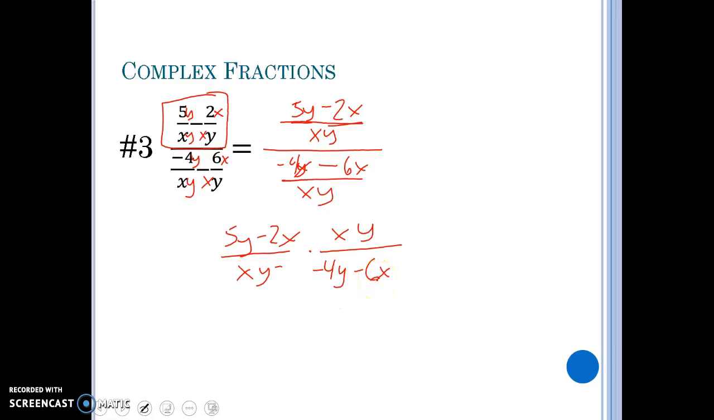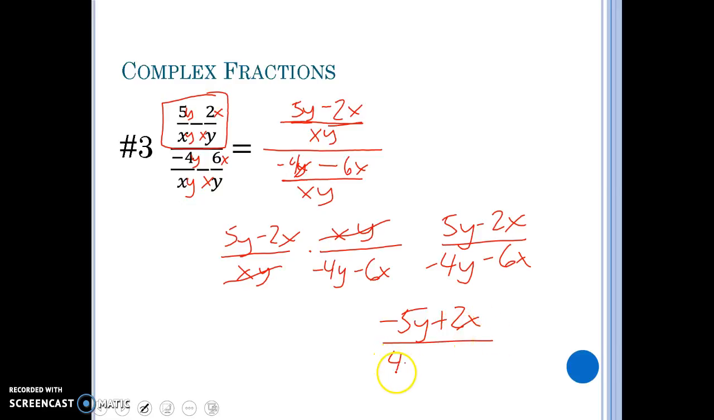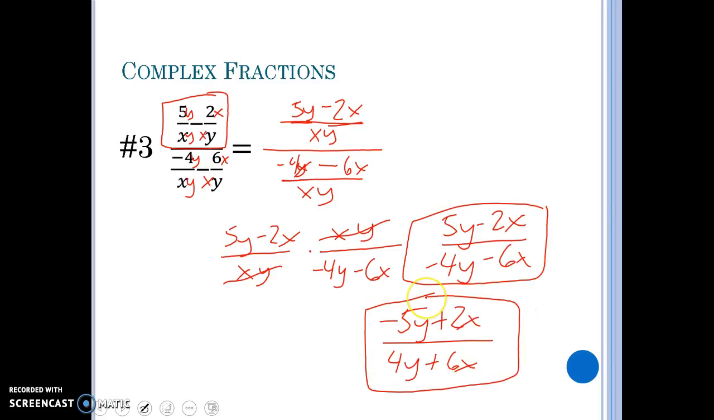All right, so now my xy's cancel, and in the numerator I have 5y minus 2x over, in my denominator, negative 4y minus 6x. I could factor a 2 out of the denominator, but that's not going to give me anything to factor out of the numerator. If I multiply the top and the bottom by negative 1, this would be the same thing as writing it as negative 5y plus 2x over 4y plus 6x. Either one of these would work and give you the correct answer.